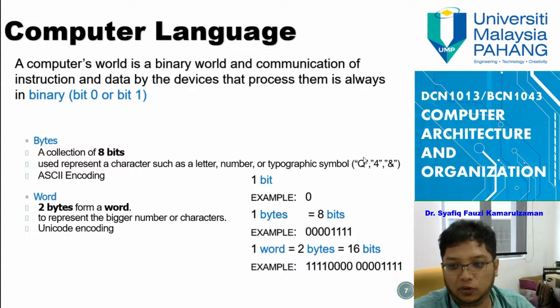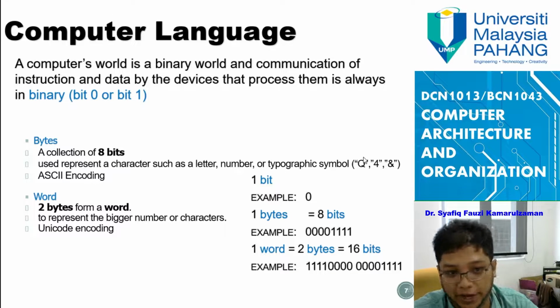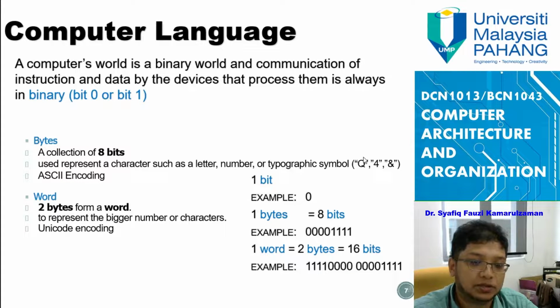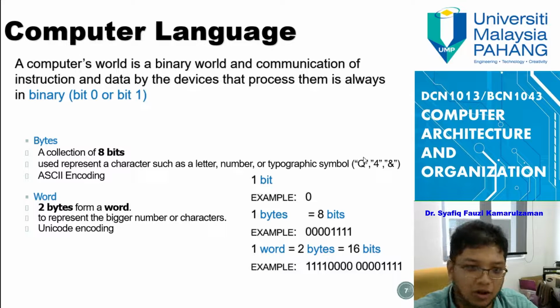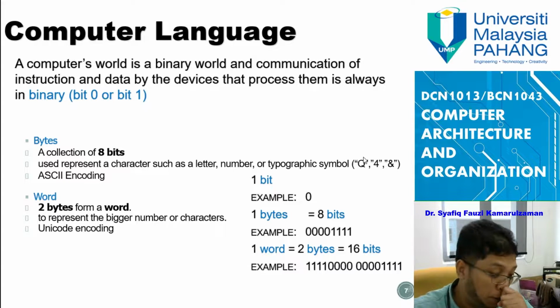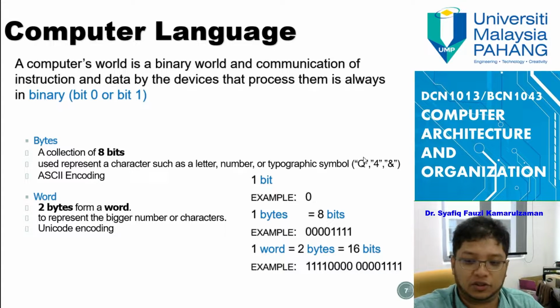The computer language, as I mentioned, is defined by 0 and 1. When you say 0s and 1s, usually we call it binary, bit 0 or bit 1. So 1 bit means either 0 or 1. There are a lot of programs and a lot of binary representations inside your PC, so it is difficult for us to analyze which 0 and 1 is for what.